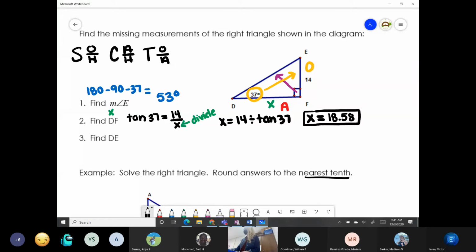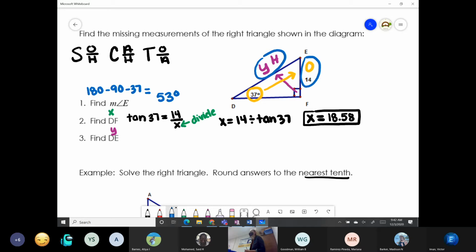So now we want to find DE. I'm going to go ahead and erase this side right here. I want to find DE, so I'm going to call that side Y. So I'm going to make side DE Y. Now you'll notice that side DE was the hypotenuse. So for this problem, I have Y by the hypotenuse, the opposite by 14.